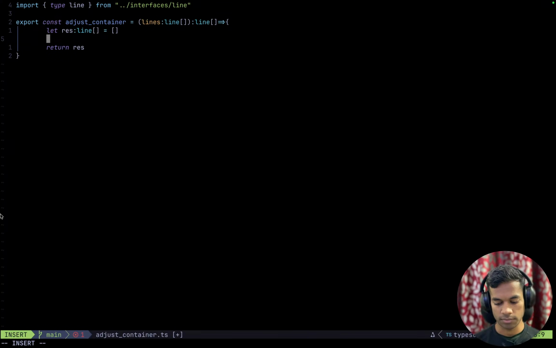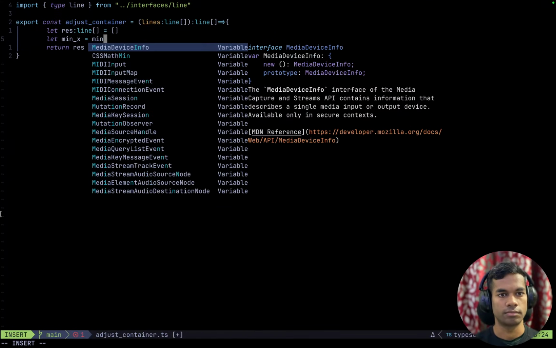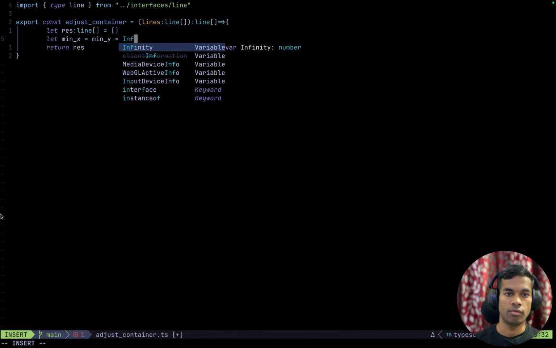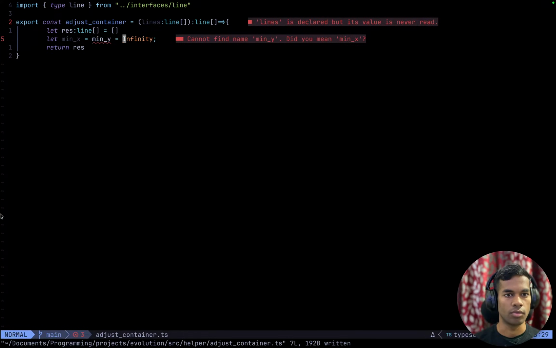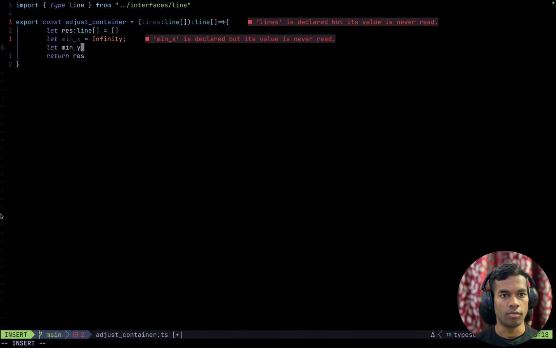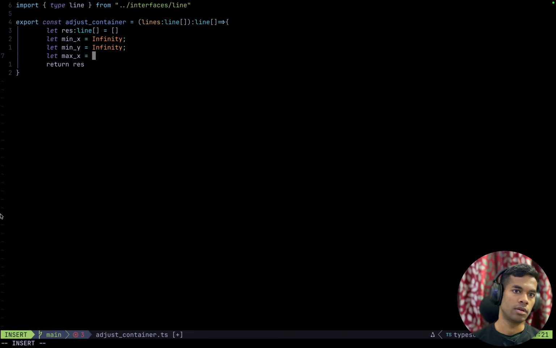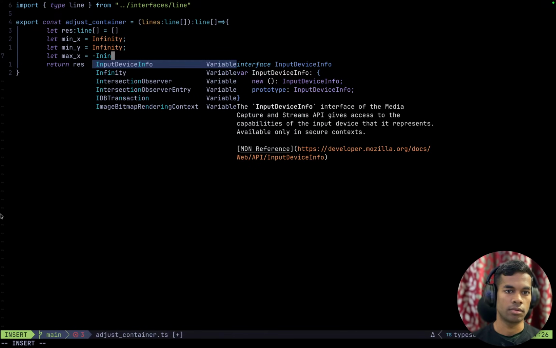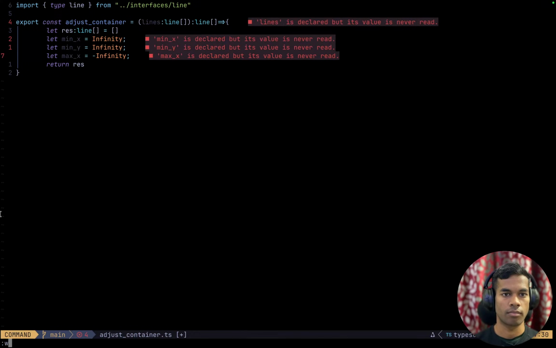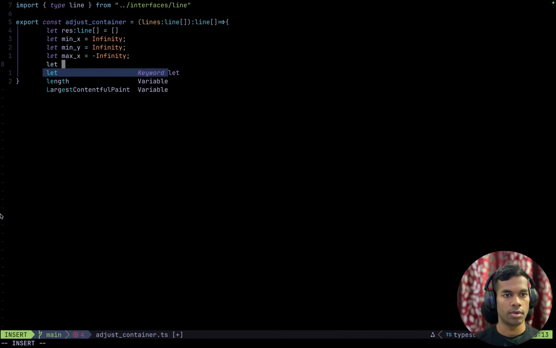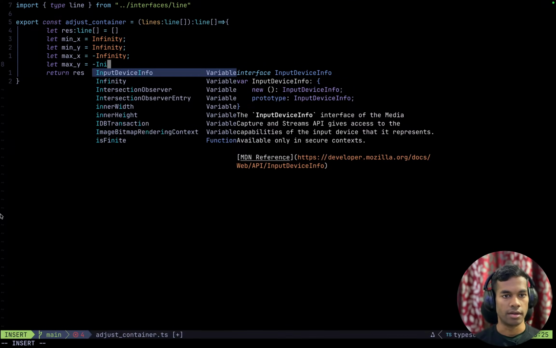Okay. Let min x, min y equals... can we do this? Min y equals infinity. Infinity, we do have infinity, that is cool, but we cannot do this. Let min y also equal infinity, and let max x equal minus infinity, and let max y equal also minus infinity.